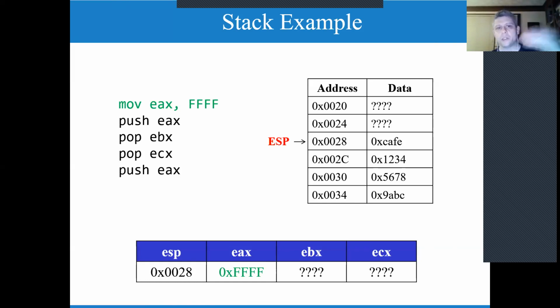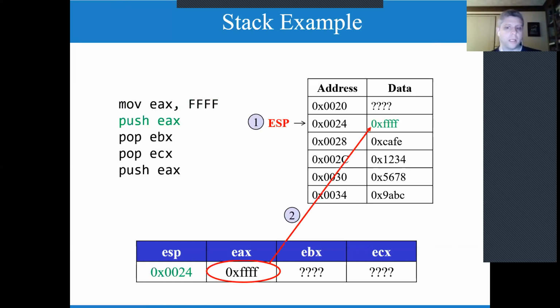The next instruction is going to push something onto the stack. It's going to push the value of EAX onto the stack. So what you're going to see happen is ESP, the stack pointer, is going to get moved. The stack is going to grow. Remember, it grows downward in addresses. And then the value of EAX, FFFF, is going to get pushed onto the stack. So that's what we see here. This is before, where ESP is pointing to hex 28. We push something on the stack. First, the stack grows. And then the value gets copied into the stack.